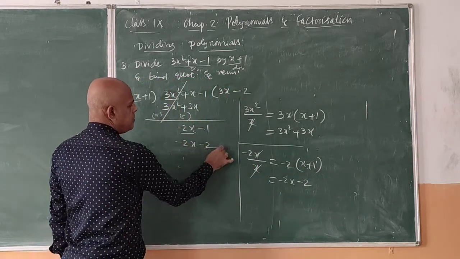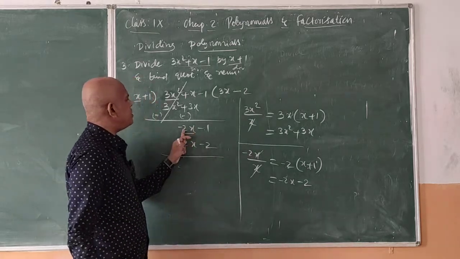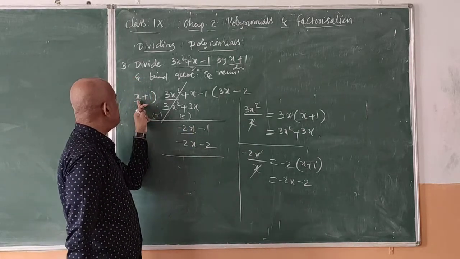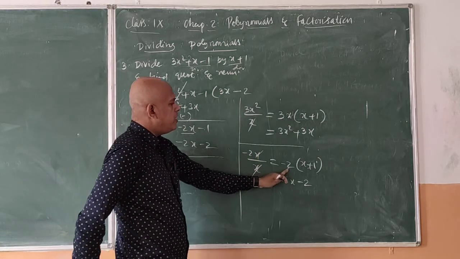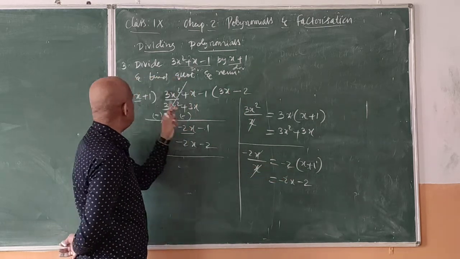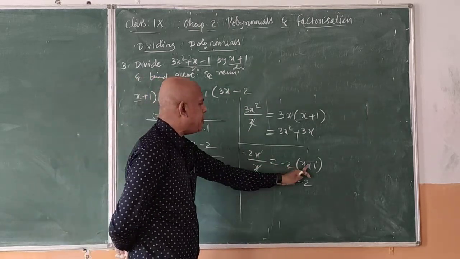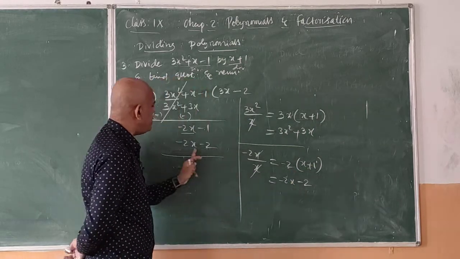Minus 2x minus 2. Minus 2x here. First term is what? Minus 2x. Here first term is what? x. Minus 2x by x, x gets cancelled, minus 2. We got minus 2. This minus 2 we have to write in the quotient. This minus 2 should be multiplied with the divisor x plus 1. Minus 2 into x is minus 2x, minus 2 into plus 1 is minus 2. These two terms should be written under this one.